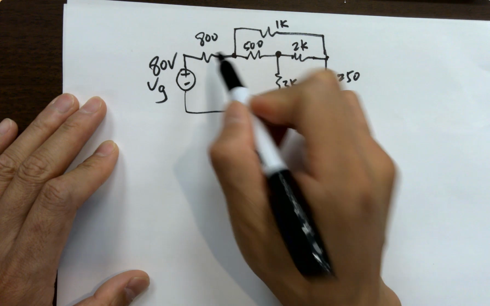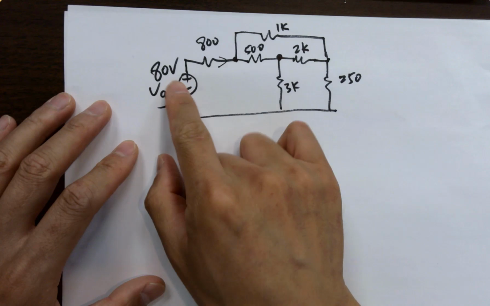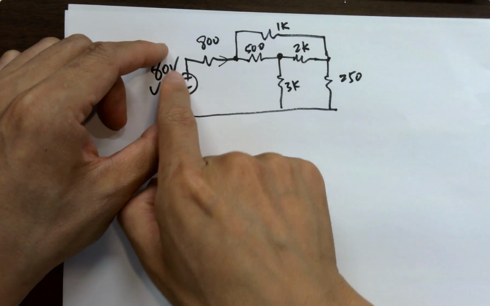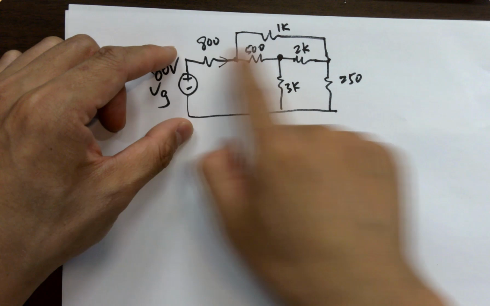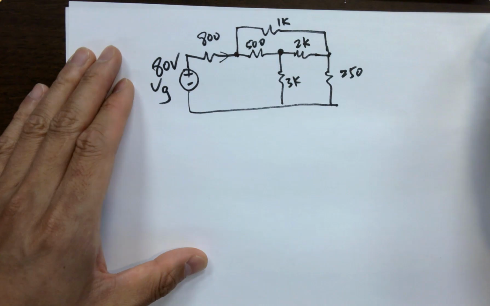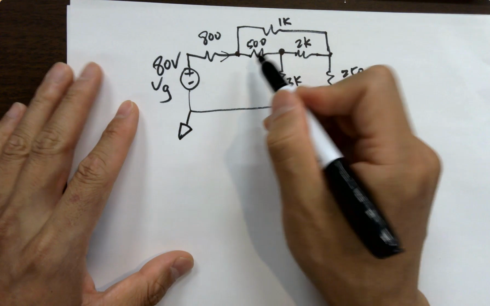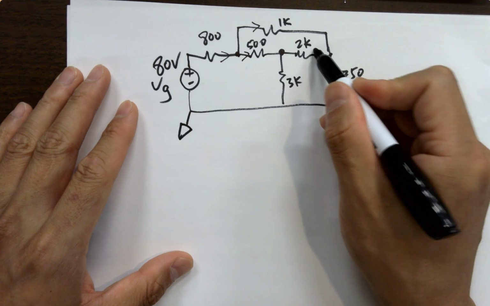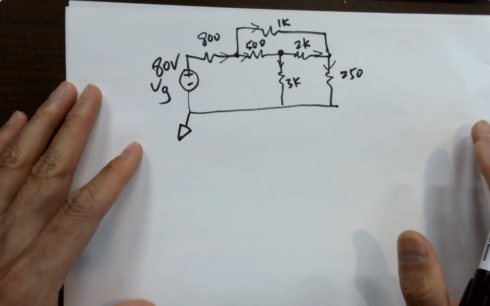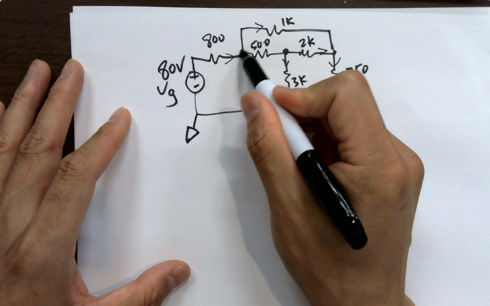So we're using KCL. Here's one current. Because you just have one source and no other sources, this single power supply is going to push current from left to right. It's always going to the right and then coming back down to ground, the cathode. So you know exactly where the current flows. Look at this node first.